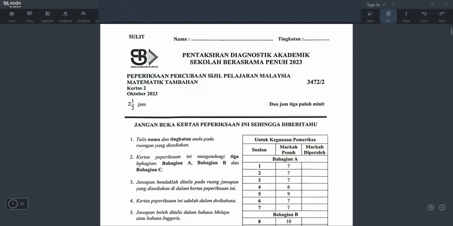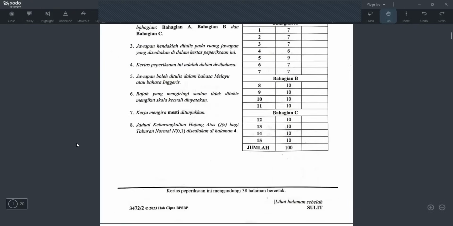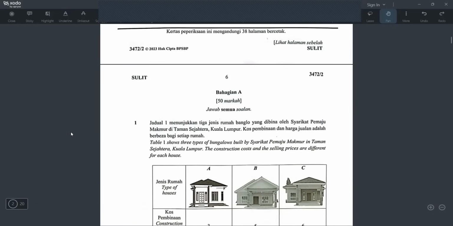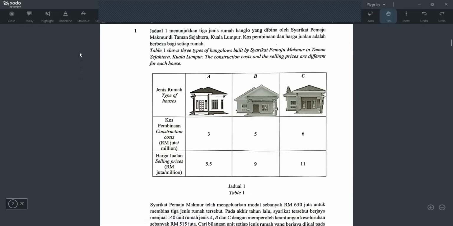This time I'm doing the SPP Paper 2. I already did Paper 1 in my last video. This is Paper 2, and it's Addmaths, the Trial 2023 SBP paper. So this is Kertas 2. Let's start. Okay, this set also they never provide the formula, but it's fine. Alright, let's start. Okay, number 1.